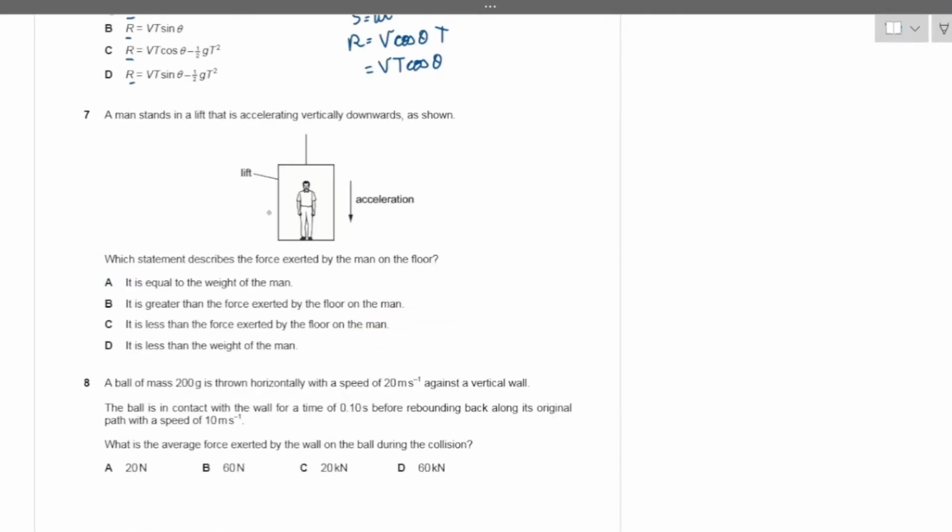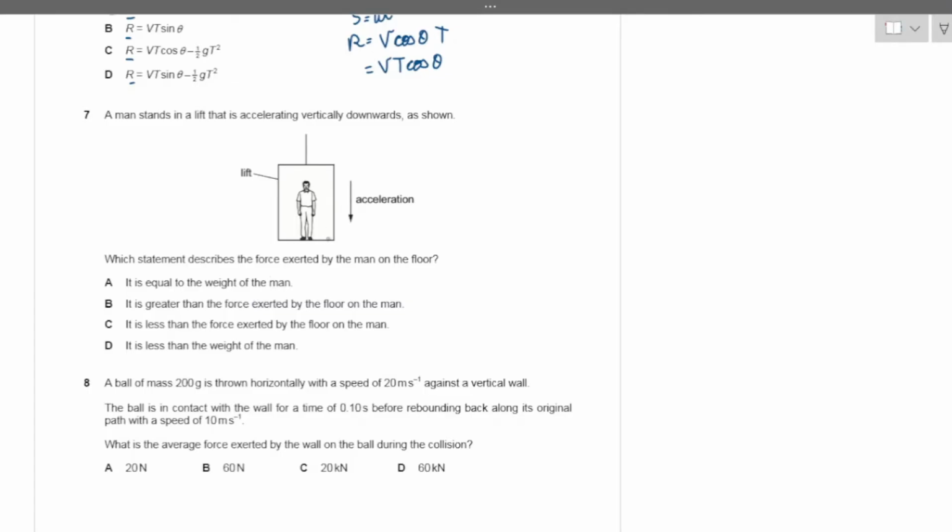Question 7. A man stands in a lift that is accelerating vertically downwards as shown. Which statement describes the forces exerted by the man on the floor? Is it equal to the weight of the man? Is it greater than the force exerted by the floor on the man? Is it less than the force exerted by the floor on the man? Is it less than the weight of the man itself?